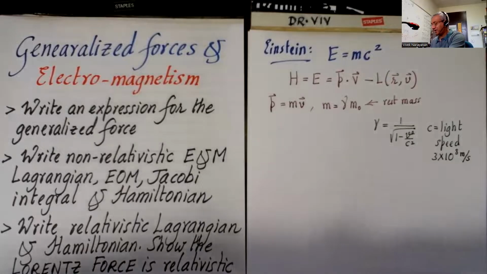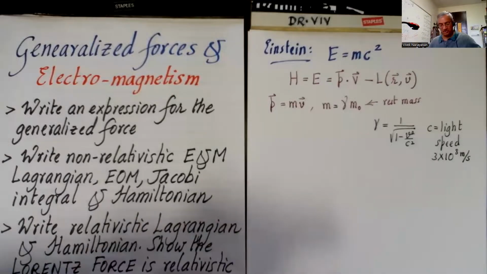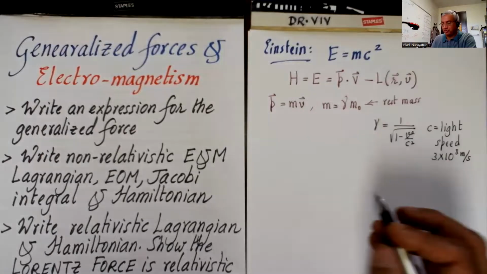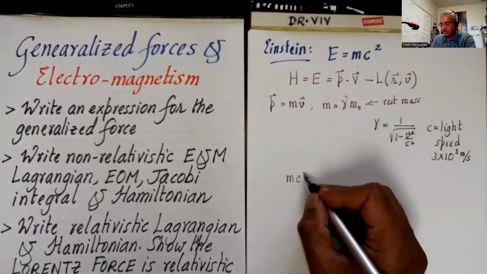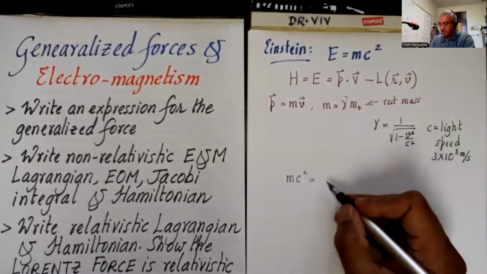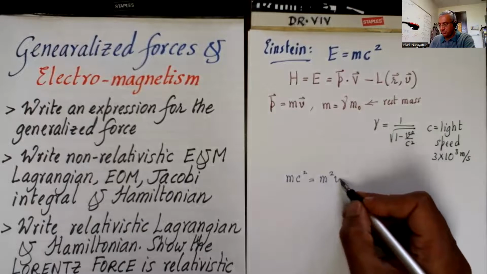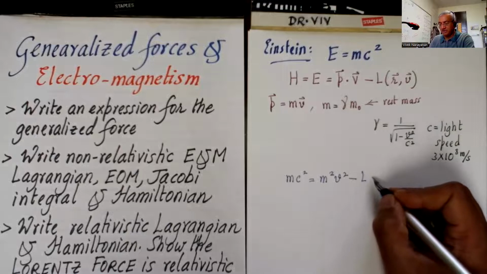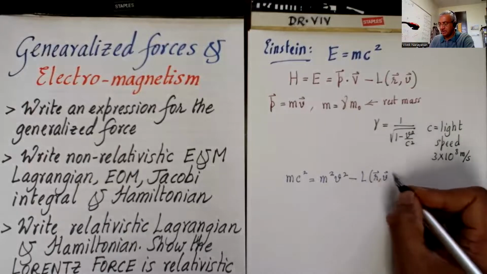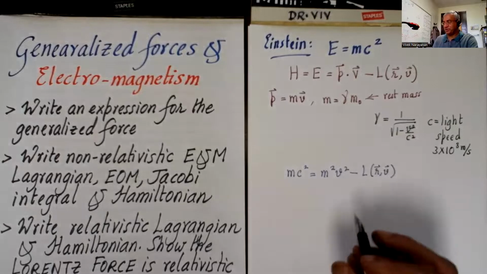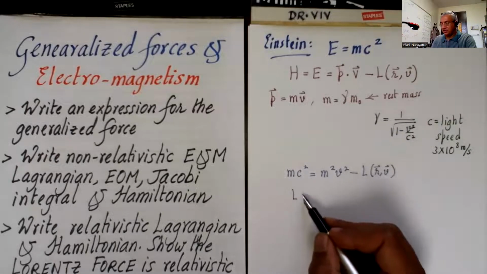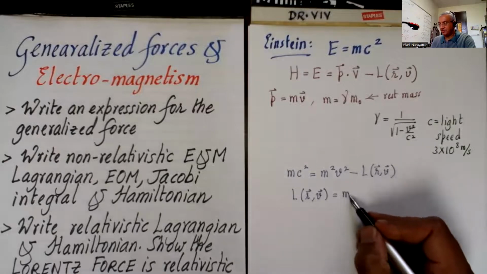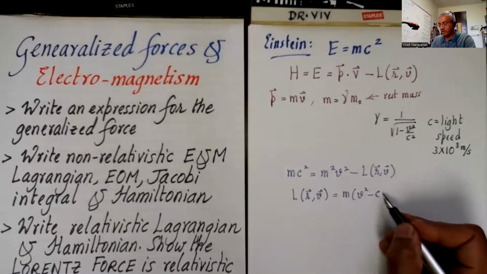Now, let's write down this equation. The left side is E, which is mc squared. So I'm going to get mc squared equals m squared v squared, because I have v dot v, which is v squared, minus the Lagrangian L as a function of r and v. So we have, in this way, found the Lagrangian. The Lagrangian L as a function of r and v is just m times v squared minus c squared.